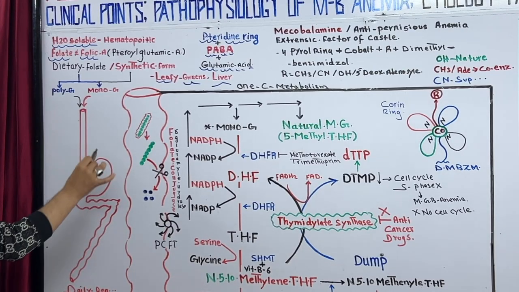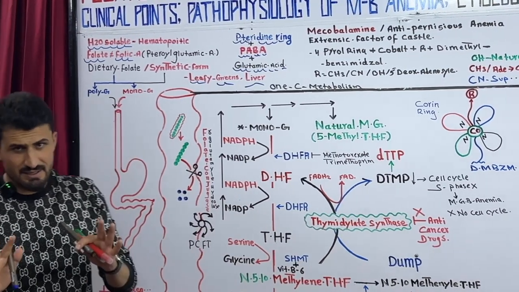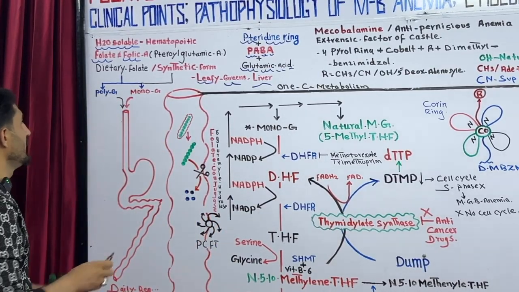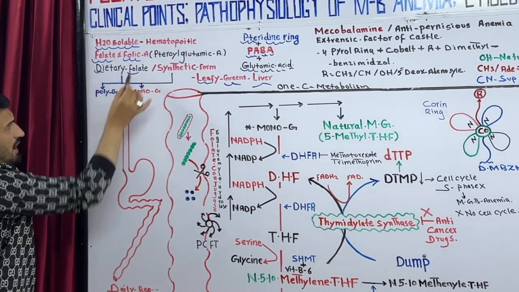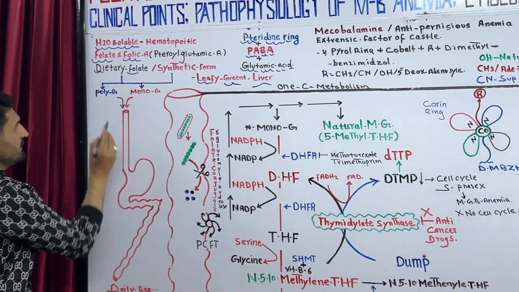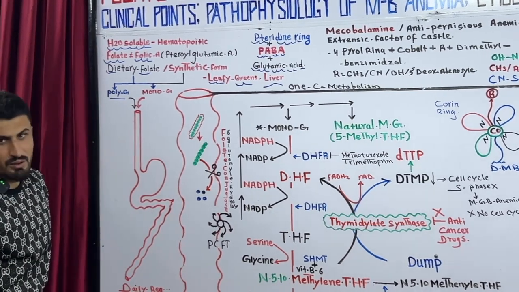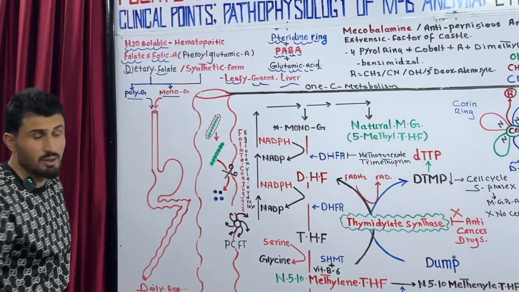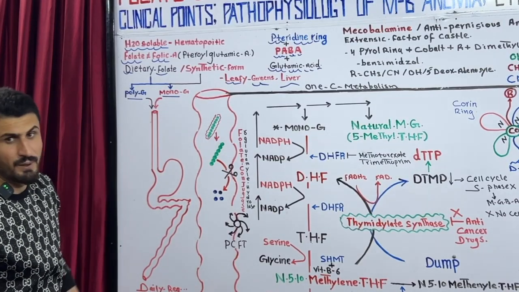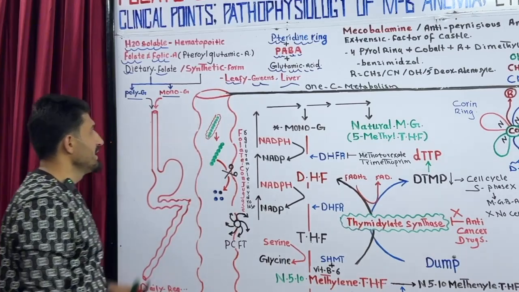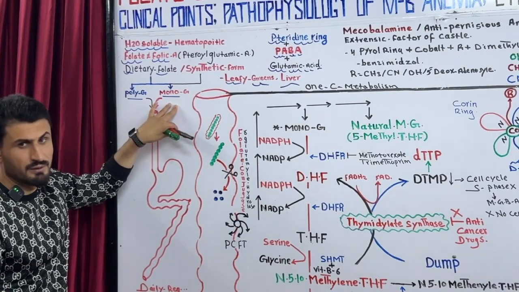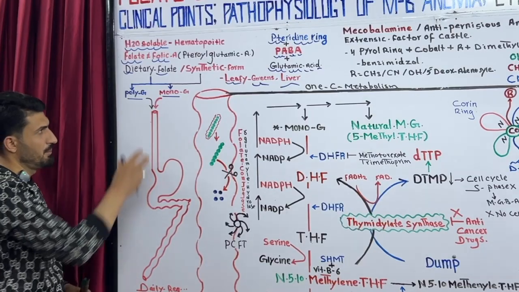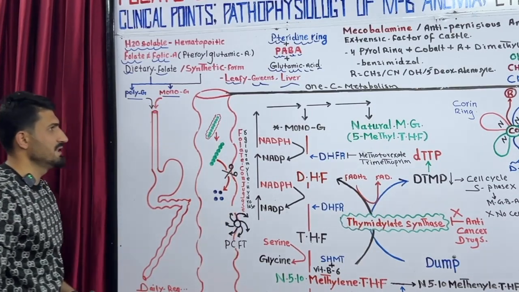Now in the diet, which is called dietary folate, we have two types of folate. First, we have the polyglutamic form of folate. Second, we have the monoglutamic form of folate, but the synthetic form is monoglutamic folic acid. Got it? Now let's talk first of all about the absorption of folic acid or folate.